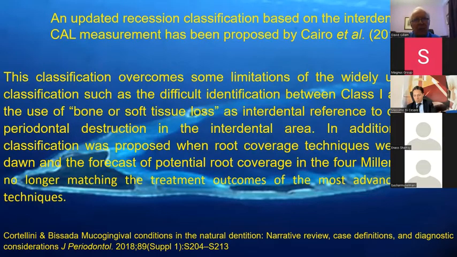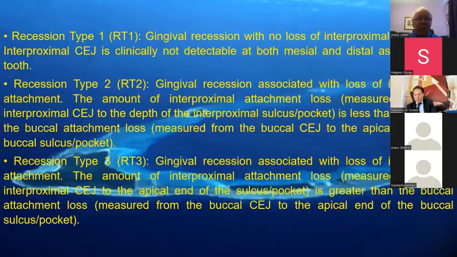So I think we should still recognize the value of the Miller classification. It served us well, but it didn't take into account the tremendous strides that have been made with surgical techniques and also materials that are available. Next slide, please. So this is now divided into 3 recession types, type 1, type 2, and type 3. And again, it's interesting. If we go to the next slide, I think it may be easier to explain.